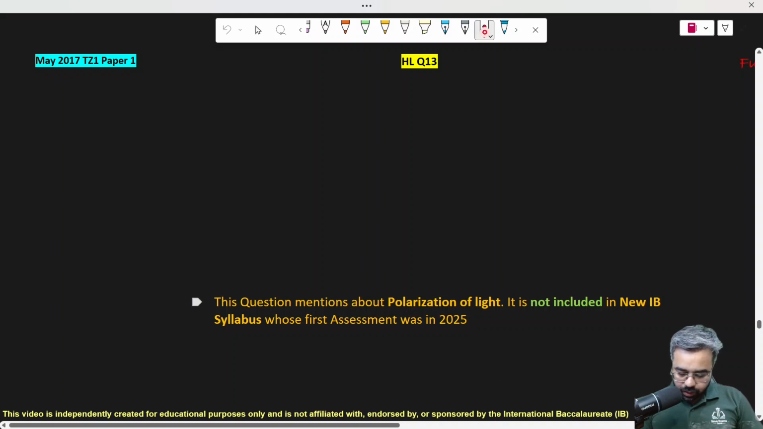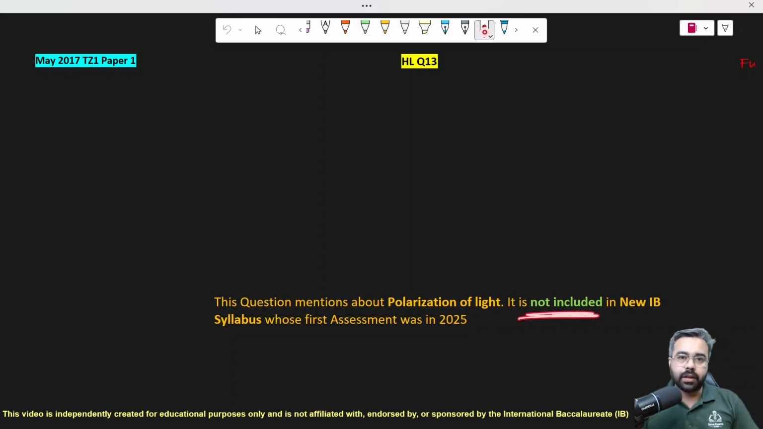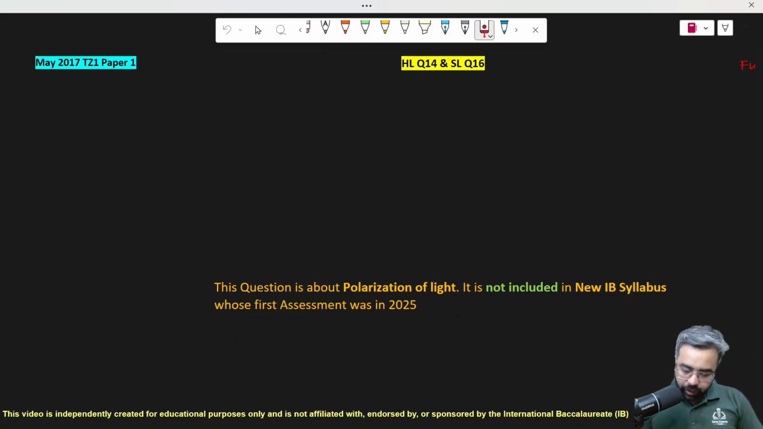This question is also about the polarization of light, which is a property of the waves, and it's not included in the new IB syllabus. The important property, polarization of light, was part of our old IB syllabus, so it's not included.